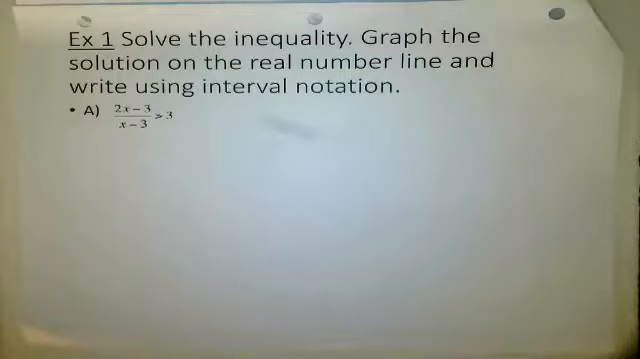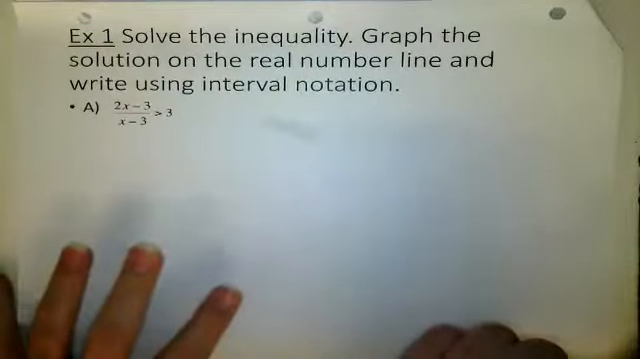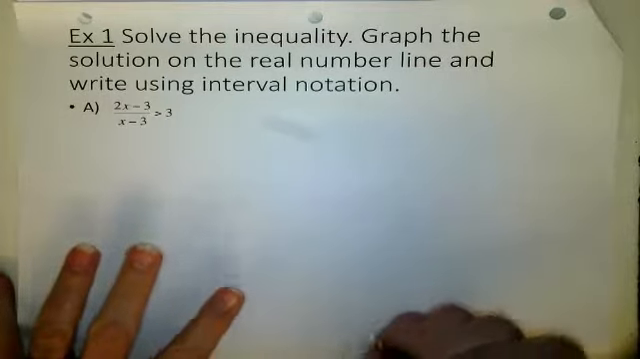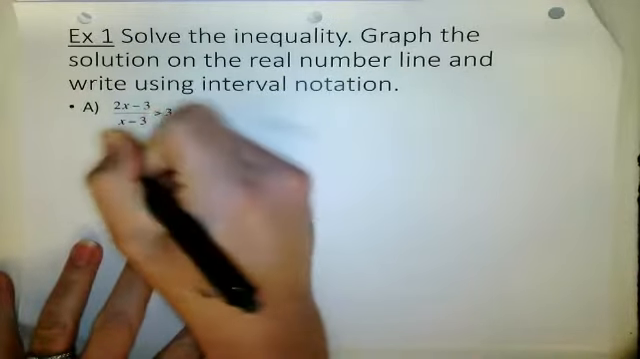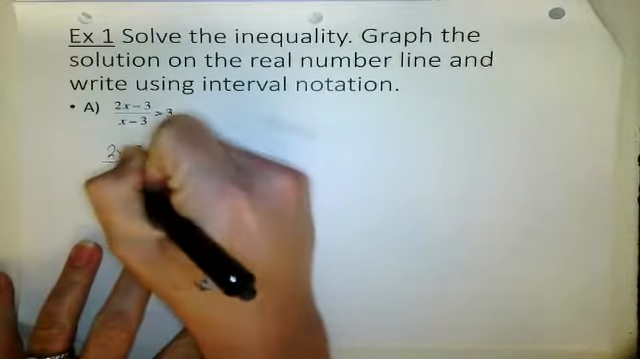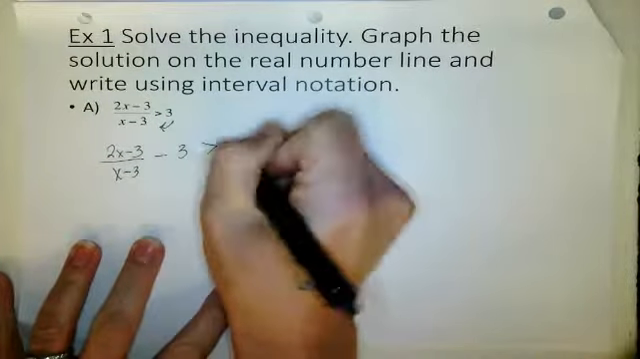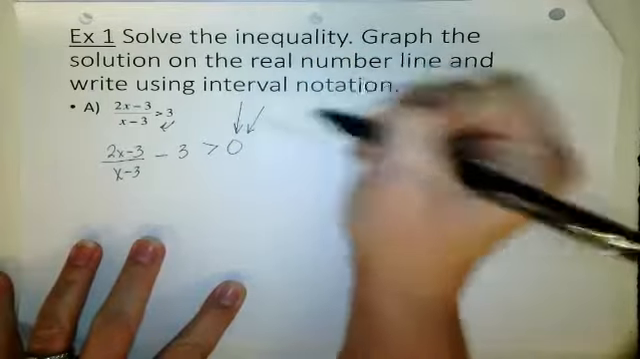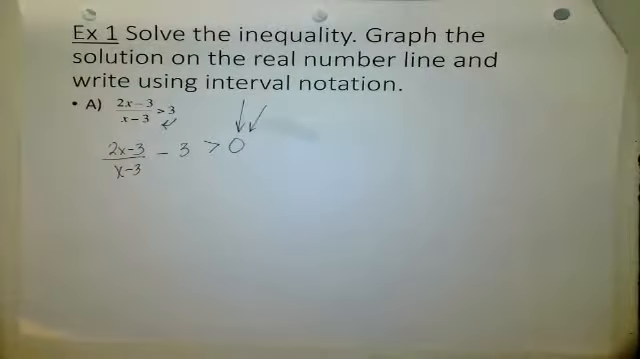We have 2x minus 3 over x minus 3 is greater than 3. Lots of 3's in this problem. What do you want to do first? Move the 3 over. Definitely. So we have 2x minus 3 over x minus 3, and we're going to subtract the 3 because we definitely want it set equal to 0, because that's the point where we're going to change to either be positive or negative. A lot easier to figure out.